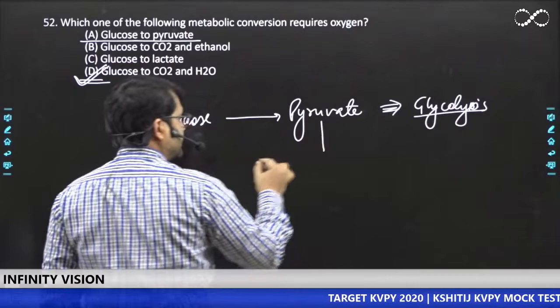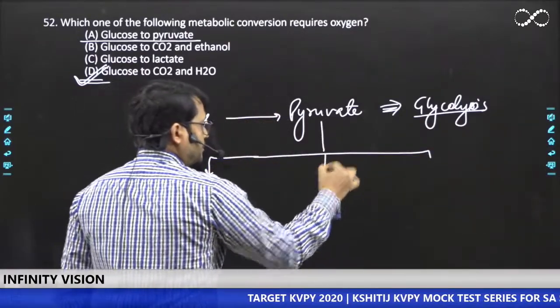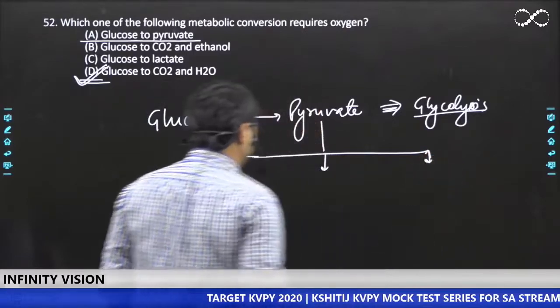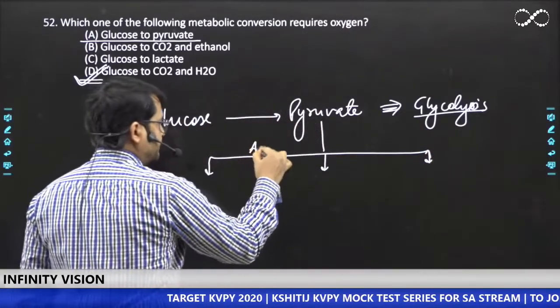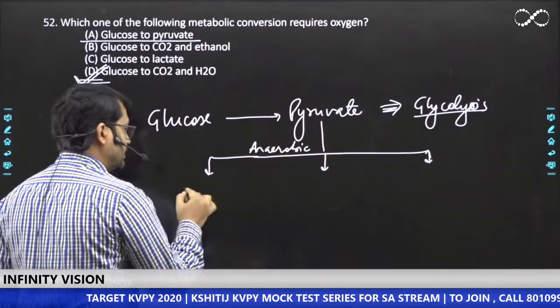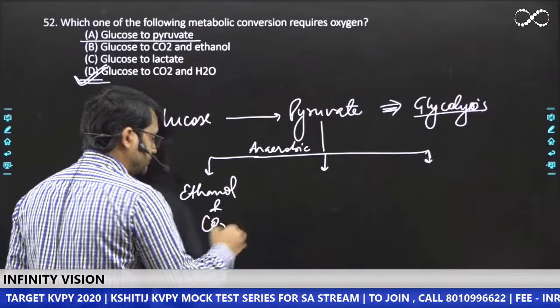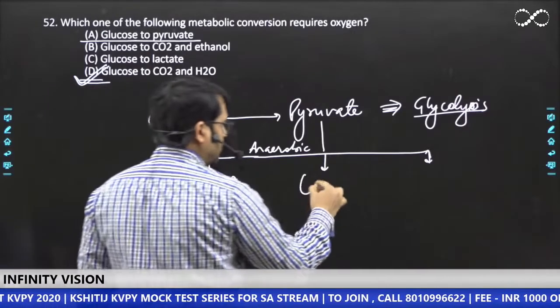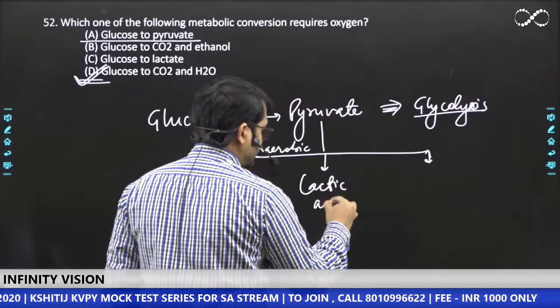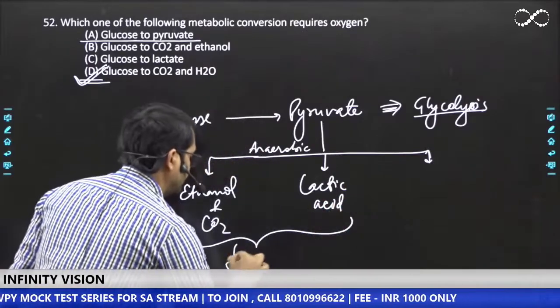Now this pyruvate can have 3 fates, and that is going to be different in different kinds of respiration. If it is anaerobic, it can be changed into ethanol and CO2. This will be ethanolic fermentation, or it could be changed into lactic acid. This is lactic acid fermentation. Okay, ये दोनों क्या है?